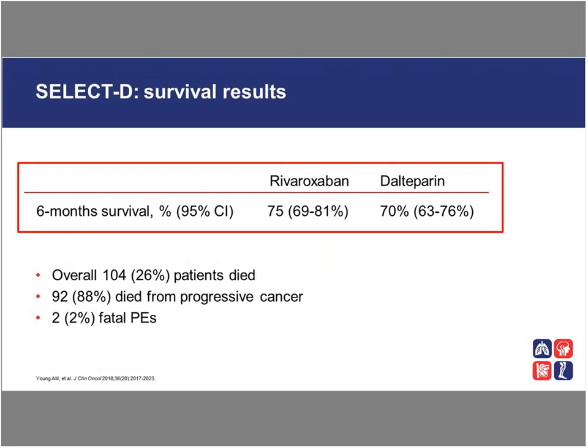Once again, survival was also determined, and the survival in this study was 75% in the rivaroxaban group versus 70% in the dalteparin group. So overall, 26% of patients died, and 88% died because of progressive cancer, 2% because of fatal PEs.